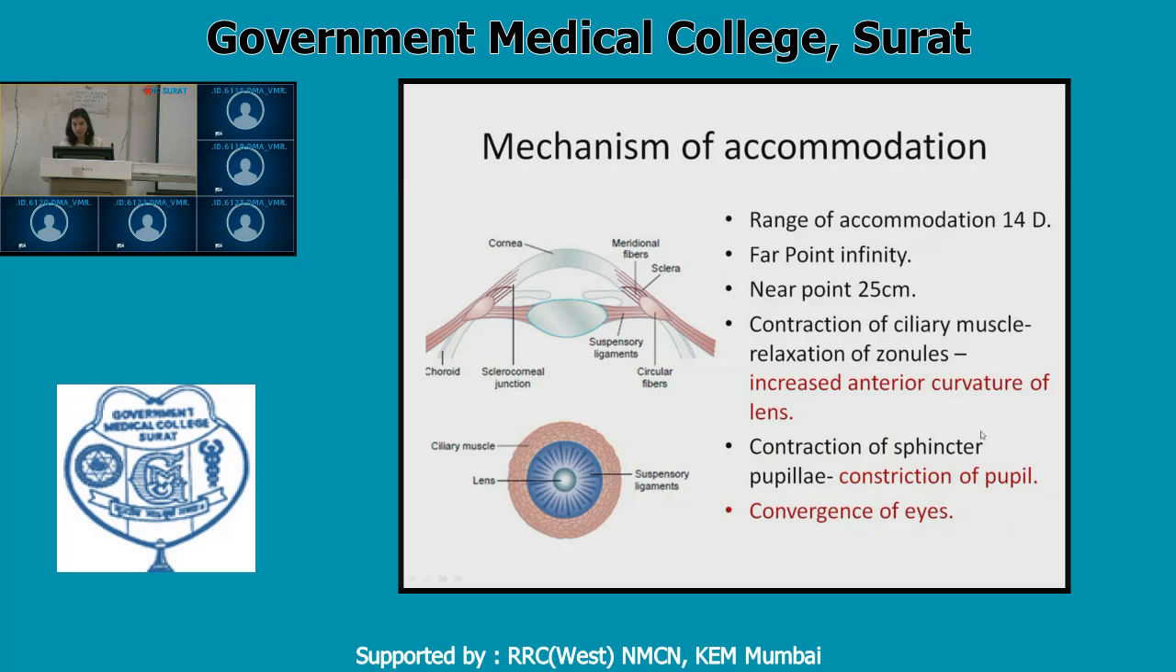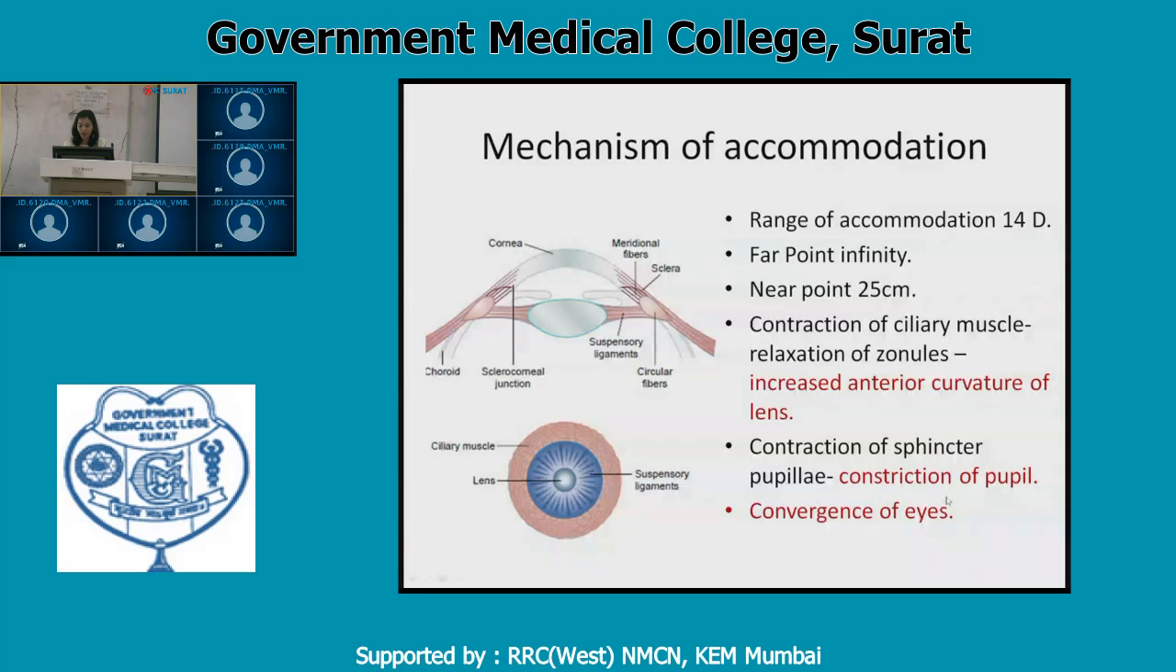And we all know which system, the parasympathetic system, is the one that controls the constriction of the pupil. The sympathetic system has a very limited, very insignificant role in the process of accommodation or controlling the pupil diameter. It is mainly the parasympathetic system that controls the diameter of the pupil. So that is the second change that takes place during accommodation, contraction of sphincter pupillae or constriction of pupil.